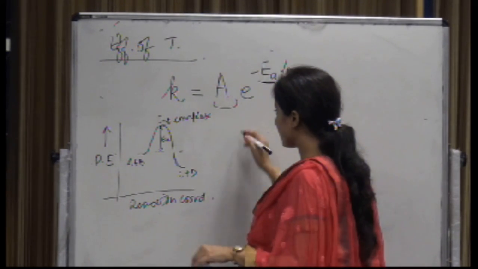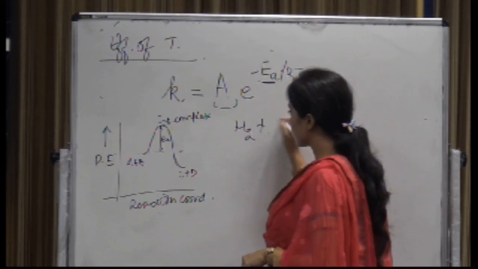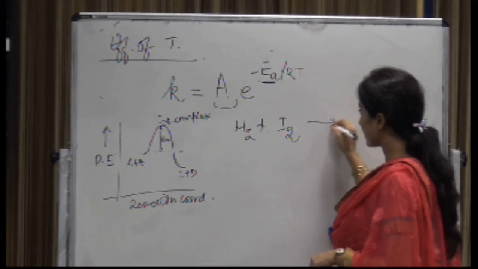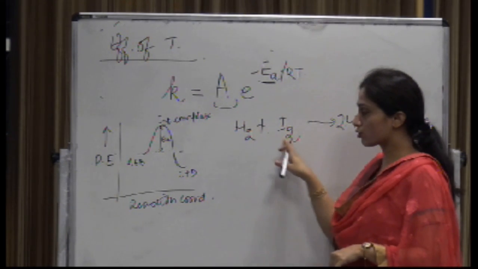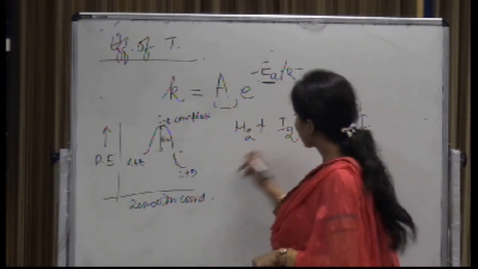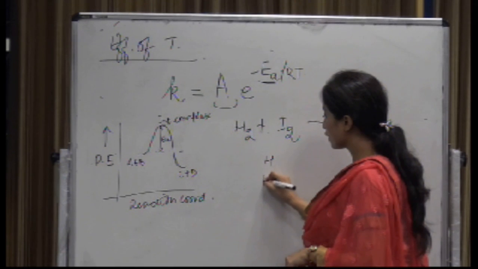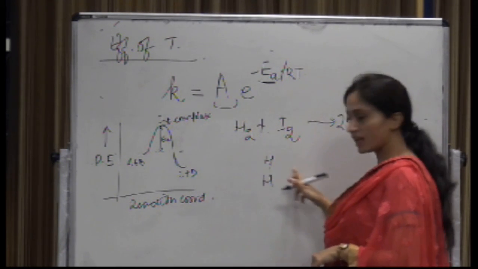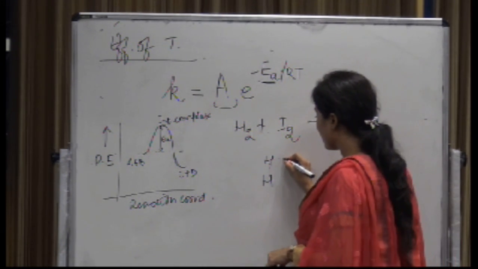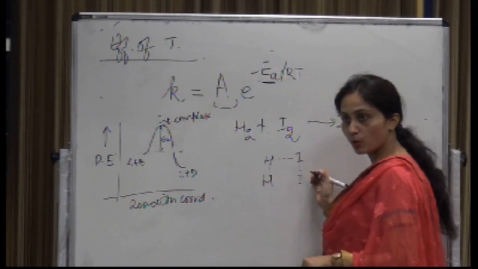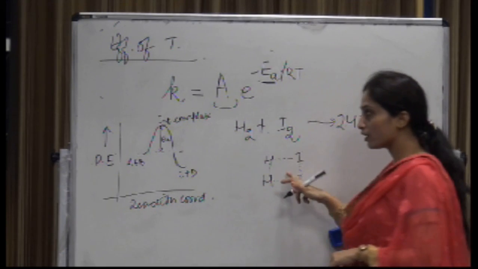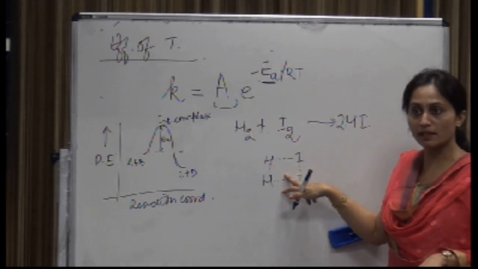Like for example, the general example which is cited is H2 plus I2 giving 2HI. What happens? Your H2 and I2 are your A and B. So it will form some kind of a complex, like you have H2. The H-H bond will definitely get broken up. You will have I2 also get broken up, and you will have some kind of intermediate complex which is formed.